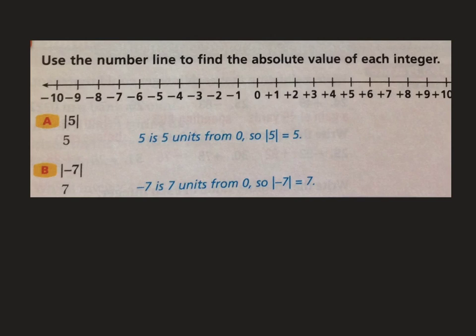Use the number line to find the absolute value of each integer. So let's see, what is the absolute value of 5? Okay, well, how far is 5 away from 0? It is 5 units. So the absolute value of 5 equals 5. What's the absolute value of a negative 7? Okay, so again, we're just asking how far away is it from 0? It's 7 units away from 0. So the absolute value of negative 7 is 7.